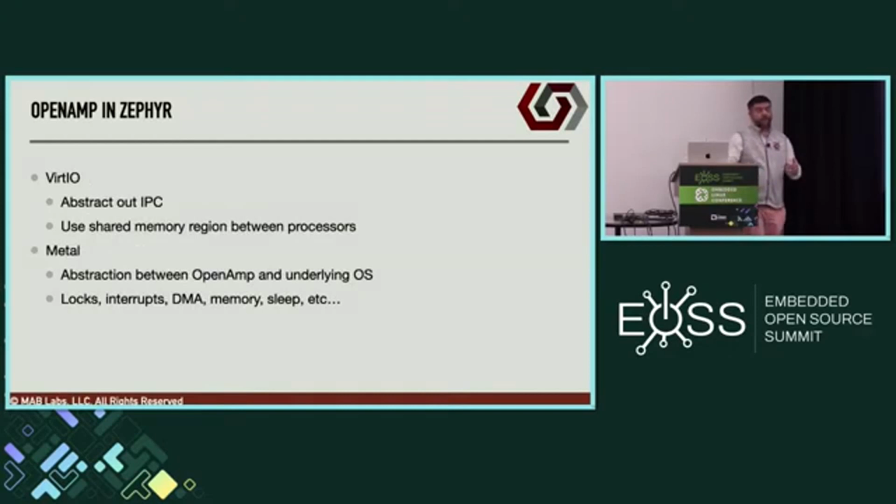Two more implementations of these overall mechanisms: one is virtio, which abstracts out the interprocess communication, and again it uses the shared memory region between the processors. And then we have libmetal, which is essentially the abstraction of the underlying OS primitives that OpenAMP uses to ensure that all of the communication between your different processors is efficient, and not inefficiently implemented.